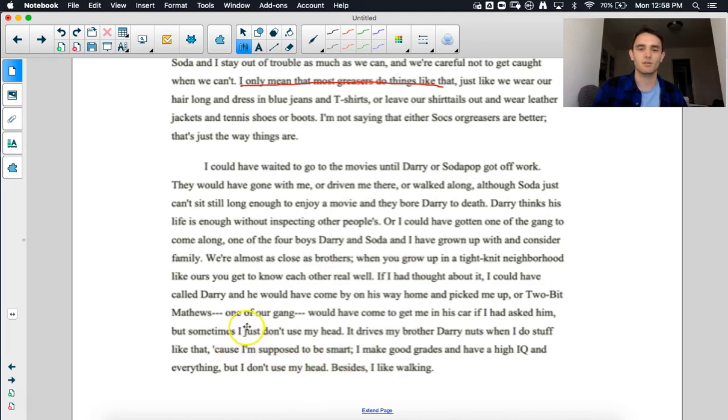So he says right here towards the end, "It drives my brother Darry nuts when I do stuff because I'm supposed to be smart. I make good grades and I have a high IQ and everything, but I don't use my head." Here, he sets himself apart because he does really well in school, which you wouldn't expect a hoodlum to do. So he's becoming a really round character. But he says "I don't use my head," and I don't read that as him saying he's stupid. I think he says that more because he's a little bit young and inexperienced, and he's got his brother Darry who very clearly cares for him because he doesn't want him getting in trouble.